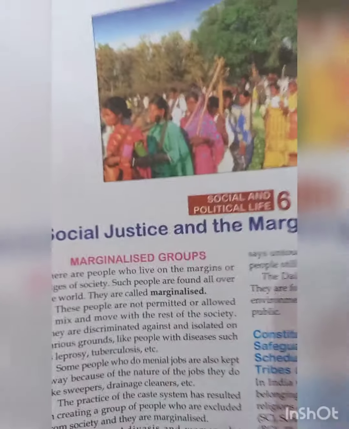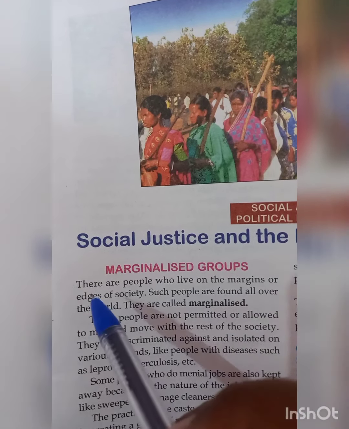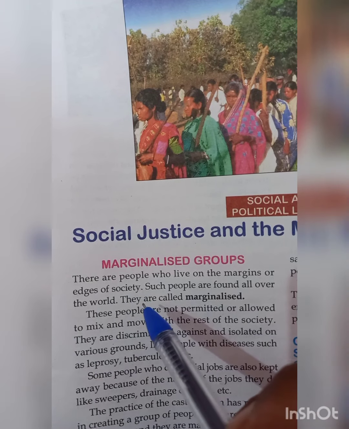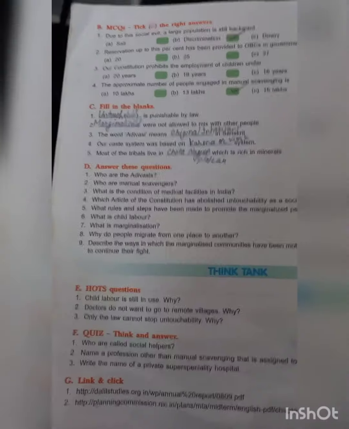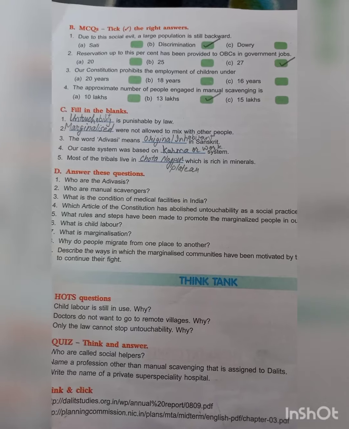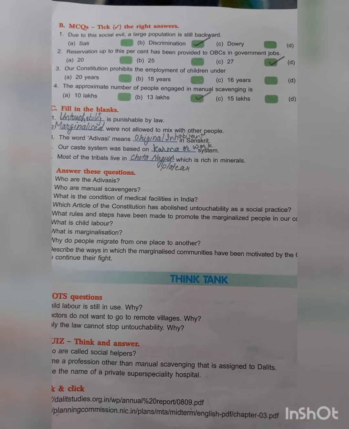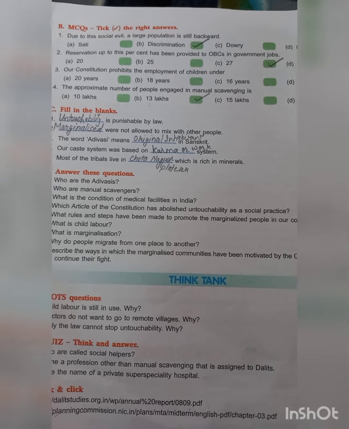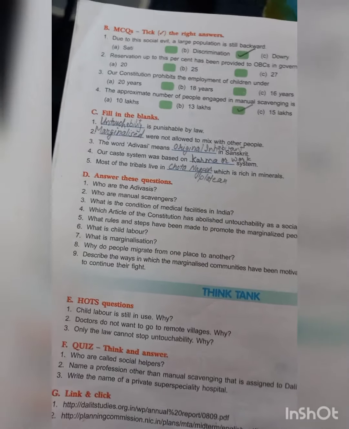And the next question is, what is marginalization? Marginalization means there are people who live on the margin or the edges of society, they are called the marginalized. And so we can say when a group of people or community are excluded from the majority because of their language, custom and religion, it is called marginalization. So marginalization की यही definition हो सकती है.